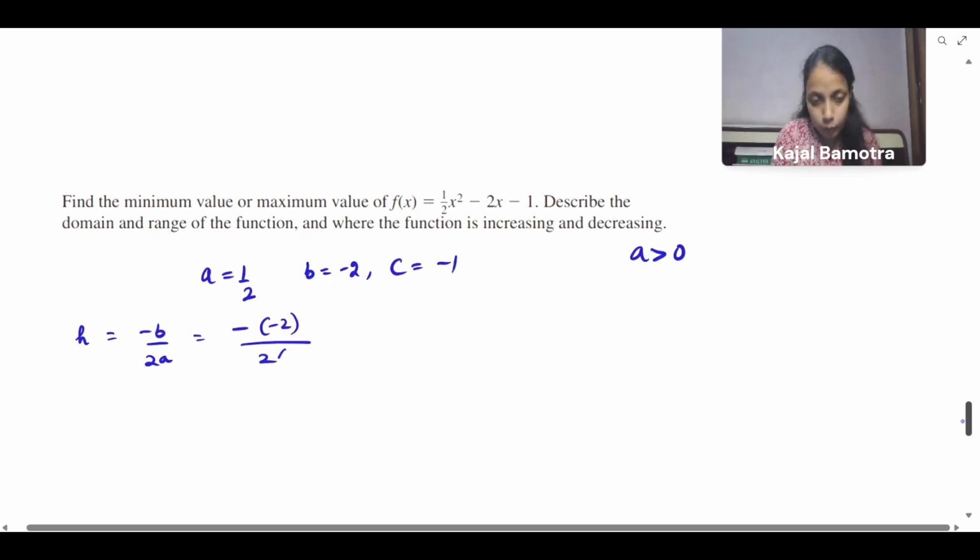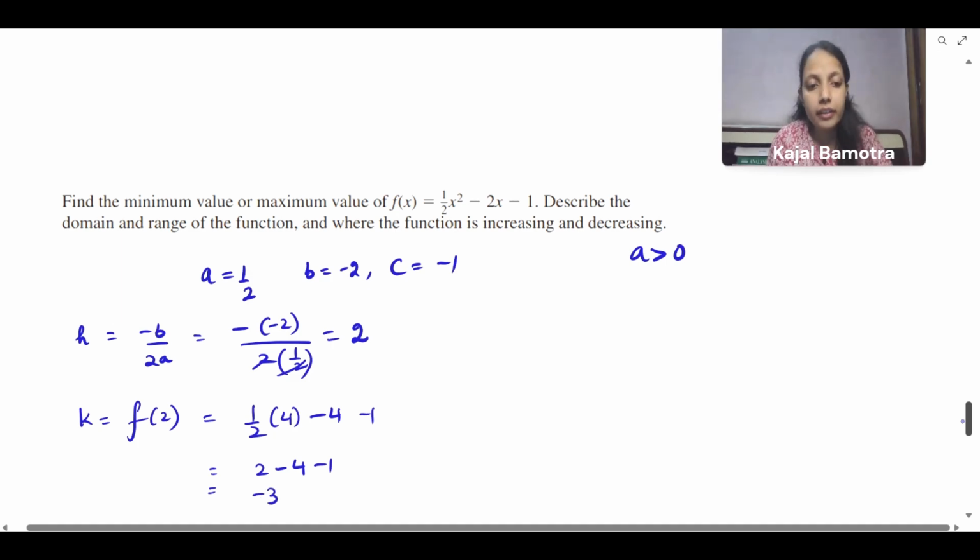Minus negative 2 over 2 times a half. It cancels and H is 2. Substitute 2 in the function: half times 2 squared, which is 4, minus 2 times 2, minus 1. It's 2 minus 4 minus 1. So it will be negative 3. So I'm getting the vertex is 2 comma negative 3. 2 comma negative 3 is the vertex.